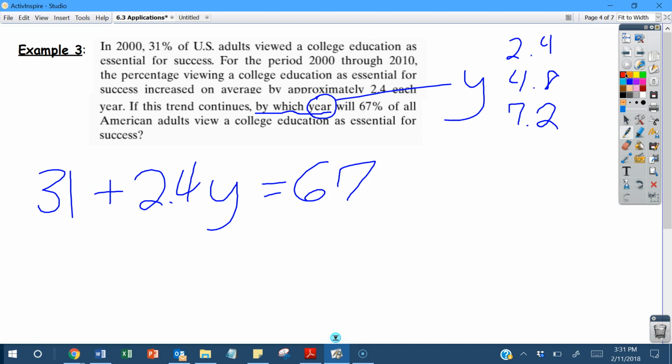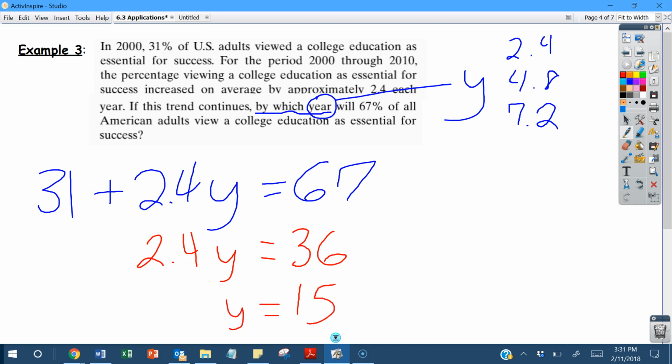So I'm going to treat this like a two-step equation. I'm going to subtract 31 from both sides, and I end up with 2.4y equal to 36. If I divide both sides by 2.4, I have 36 divided by 2.4 on the right-hand side, and that gives me y is equal to 15. So this says in 15 years, we'll have 67% of people viewing a college education as essential for success. We can check our work if we wanted to.